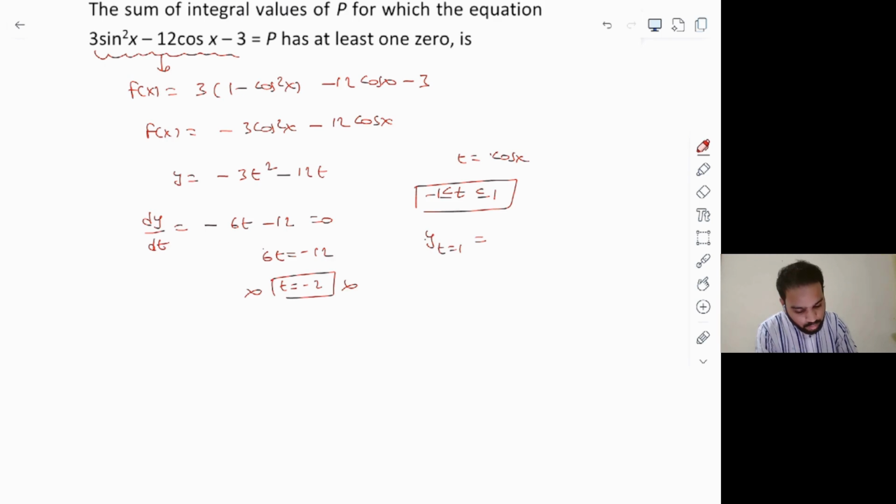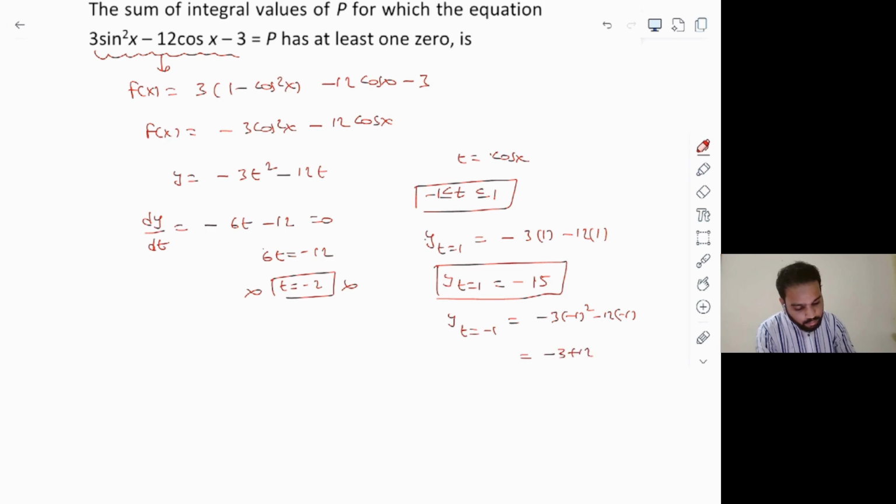So the y value at t equal to 1 will be minus 3 into 1 square, which is 1, minus 12 into 1. So you get y at t equal to 1 is equal to minus 15. Similarly, let's calculate the y value at t equal to minus 1, which is minus 3 times minus 1 whole square minus 12 into minus 1, which gives you minus 3 plus 12, which is equal to 9. So finally, you got both the extreme values, which are 9 and minus 15.